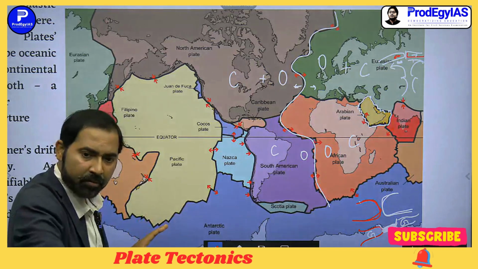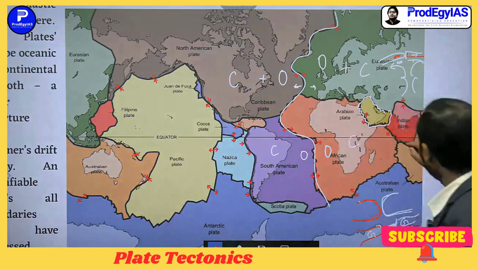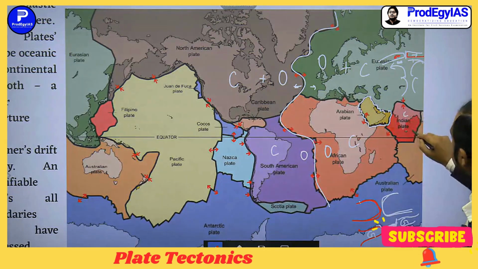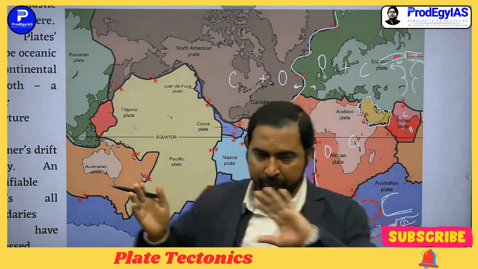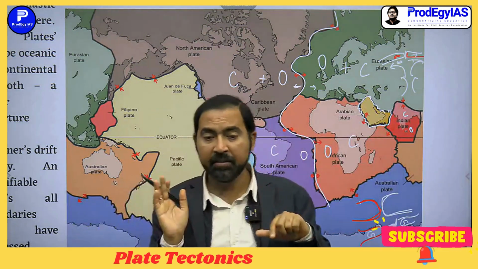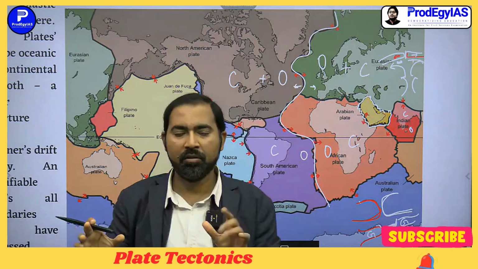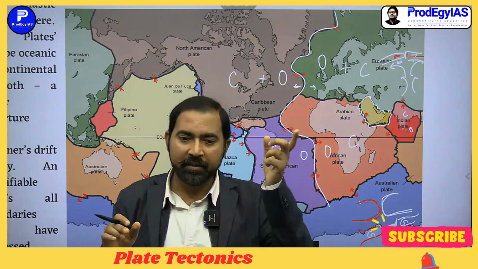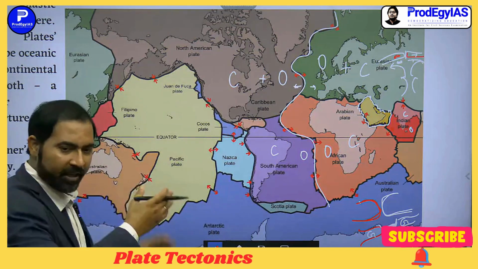Antarctic plate. Indian plate, the largest part is oceanic. Yeah. Indian plate is also both continental and oceanic. Most of the plates are like this. They have both continental and oceanic parts. It means continents and oceans are both moving with each other. It is not that Wegener said that continents are moving over the oceans like a boat. They are moving with each other.